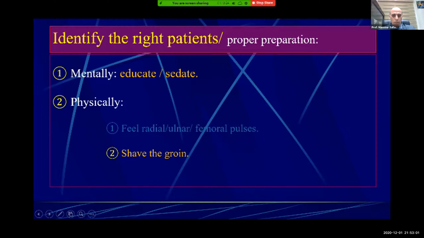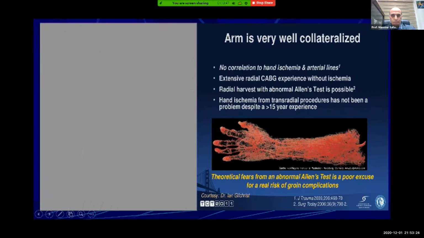You have to ask your patient to shave his or her groin for possible crossover to the groin. And you have to insert an intravenous cannula in the contralateral side. Usually we do advise our nurses to insert the intravenous cannula just at the upper forearm, because sometimes we cross over to the contralateral side as well.